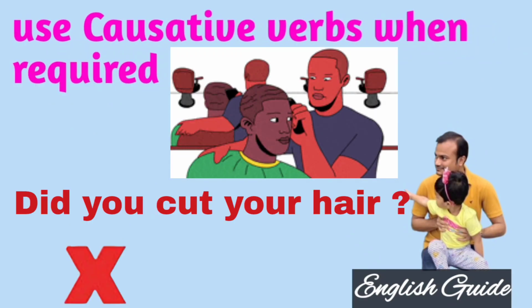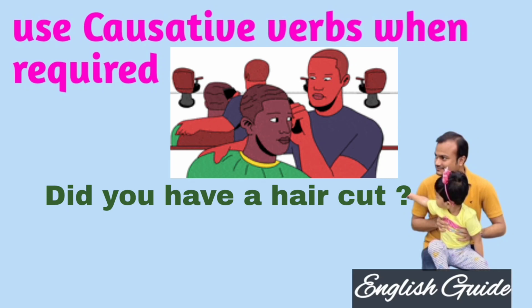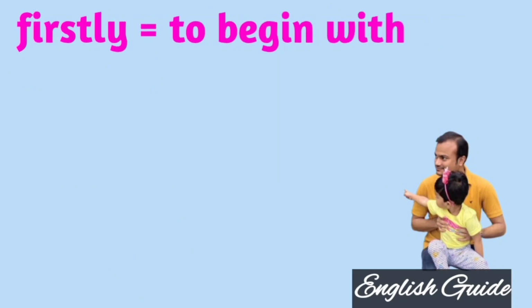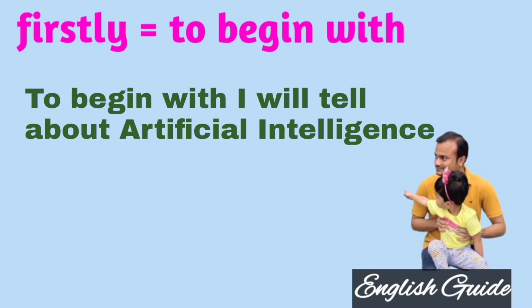Sometimes we should be very careful about causative verbs, like "Did you have a haircut?", because you do not cut the hair yourself here. So you should use a causative verb, meaning someone cut your hair, the salon person cut your hair. So we should improve and use alternatives to improve our English constantly.